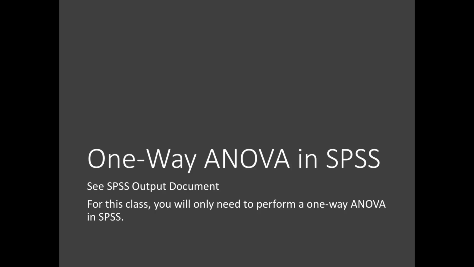And then a MANOVA, exciting here, this is when you have 2 or more continuous dependent variables and 1 nominal or ordinal IV with 2 or more independent categories. Whew, that's a lot. So let's go over some examples.